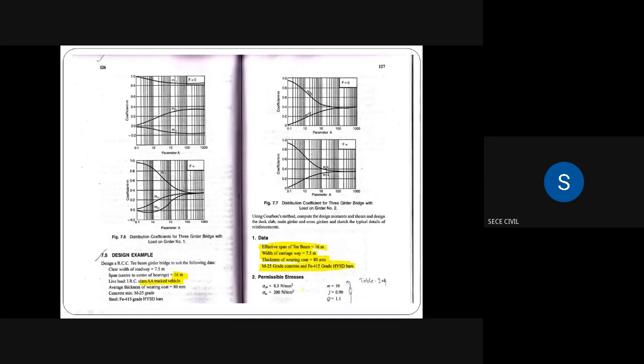Then these are the permissible stresses. This data is in the SP16 code book or IS 456 or in the IRC 21 code book also. Sigma cb, permissible stress in concrete, is 8.3 Newton per mm square. Sigma st, permissible stress in steel, is 200 Newton per mm square. Then m, j, Q and all constants. Permissible constants: m is equal to 10, j is 0.90, Q is 1.1. I took this photocopy from Design of Bridges by Krishna Raju, from table 3.4.